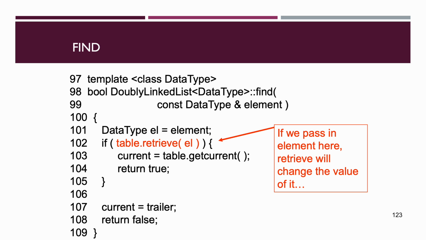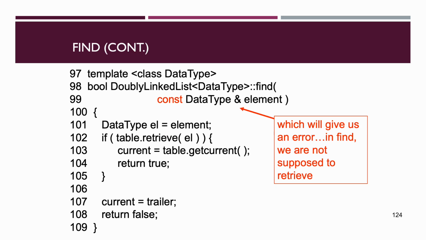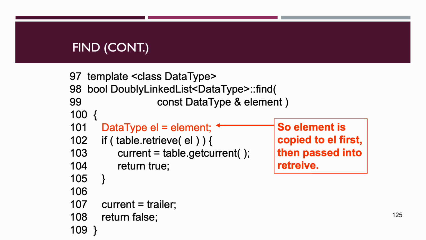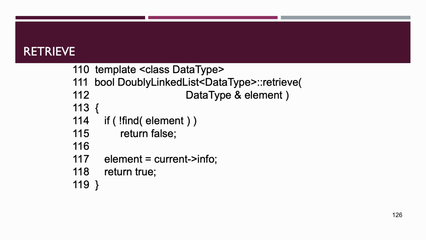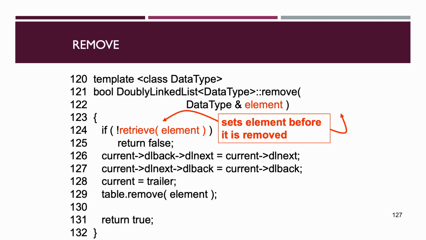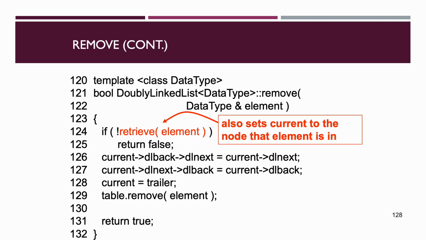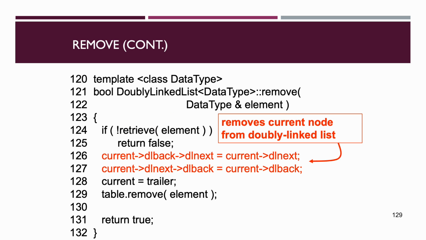So here if we pass in element here, retrieve will change the value of it, which will give us an error in find. We are not supposed to change it in retrieve. So element is copied to EL first, then passed into retrieve. Okay, then remove sets element before it is removed, and also sets current to the node that element is in. Then it removes the current node from the doubly linked list.